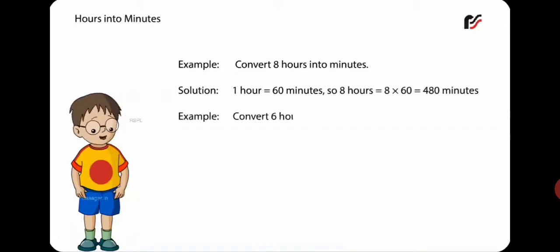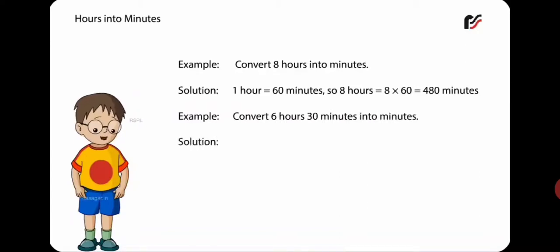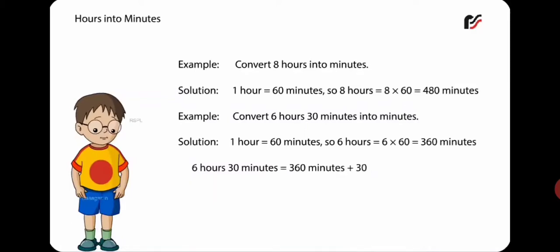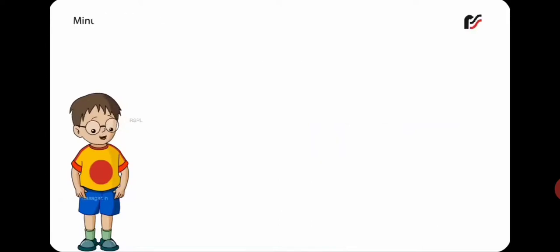Example 2. Convert 6 hours 30 minutes into minutes. Very easy. 1 hour equal to 60 minutes. So, 6 hours is equal to 6 into 60 equal to 360 minutes. Therefore, 6 hours 30 minutes equal to 360 minutes plus 30 minutes equal to 390 minutes.